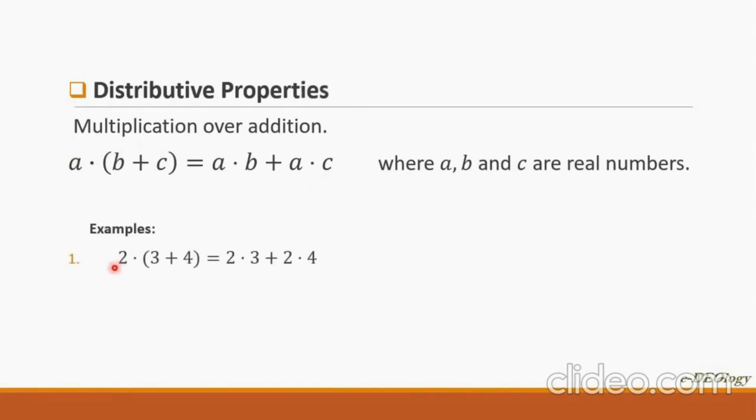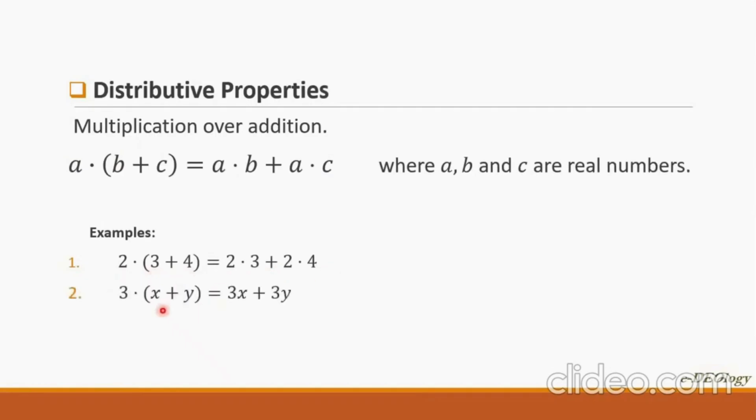As an example, the number 2 is to be multiplied to the group of 3 plus 4. And this is equal to 2 times 3 plus 2 times 4. Another example is the number 3 multiplied to x plus y. And this is equal to 3x plus 3y.